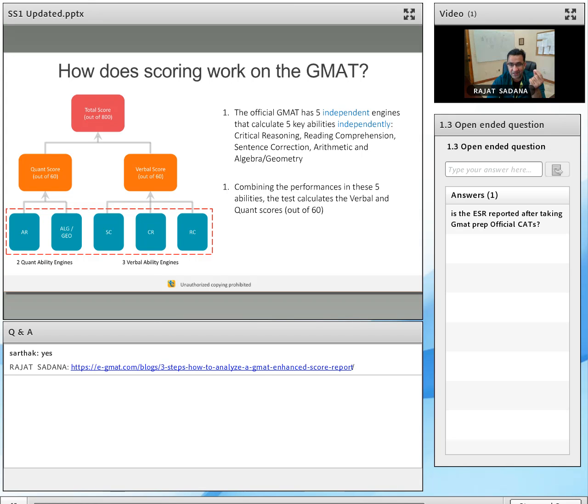Is the ESR reported after taking an official CAT? Unfortunately not. If you need an ESR-like analysis, you should take what we call an e-GMAT mock or a Sigma X mock. We give you your ability scores after that.